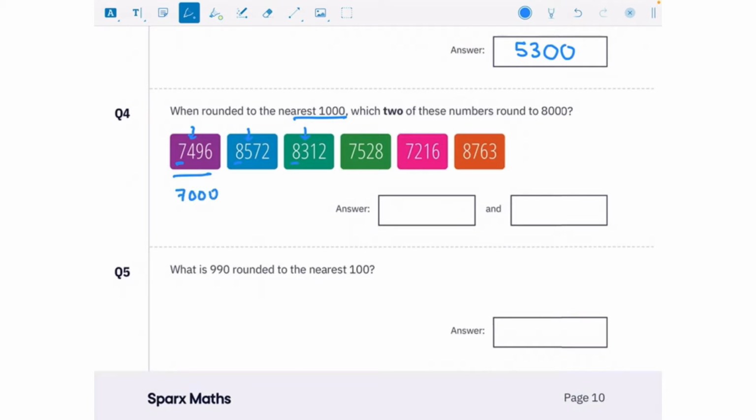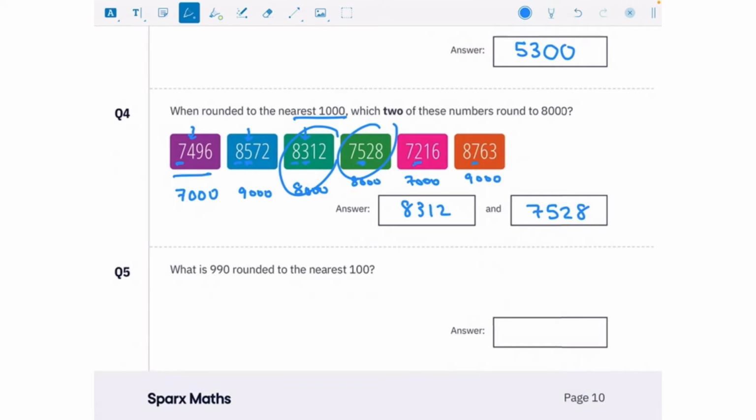This 5 tells us to round up, so that's 9,000. This 3 tells us to round down, so 8,000. This 5 tells us to round up, so 8,000. This 2 tells us to round down, so 7,000. This 7 tells us to round up, so 9,000. So then, to the nearest 1,000, which two of them rounded to 8,000? It would be that one and that one. So 8,312 and 7,528.